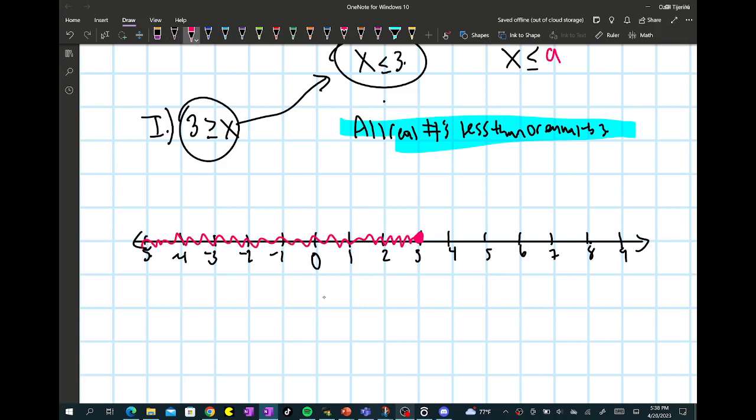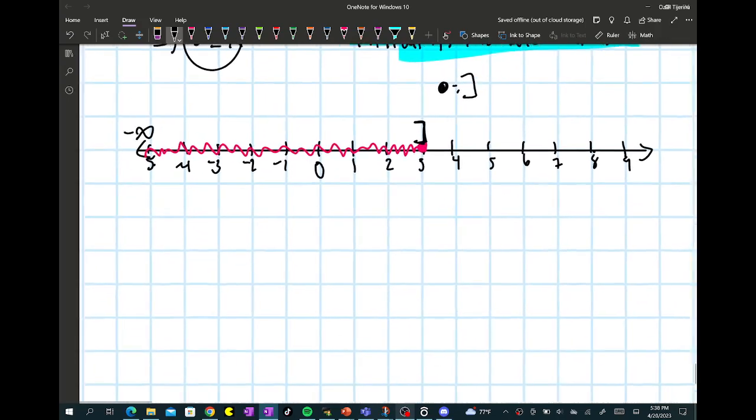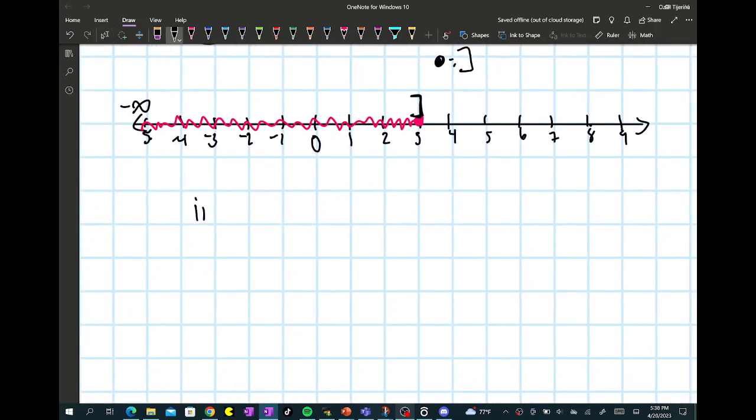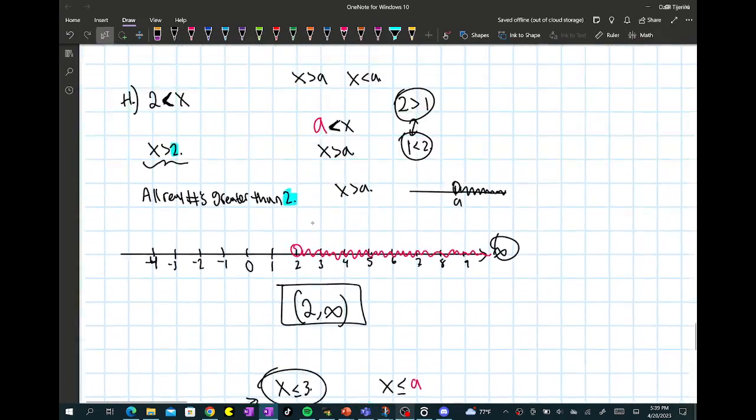Okay, so then this would be negative infinity. And like I said, when it goes on forever like that, it's negative infinity. And then here's 3. Again, when there's a closed circle, it's a bracket. So we're going to put a bracket here because that is the endpoint. In interval notation, the way that we would write this is parentheses, negative infinity to 3, close bracket. So this would be my final answer, and this is how you graph all of these.